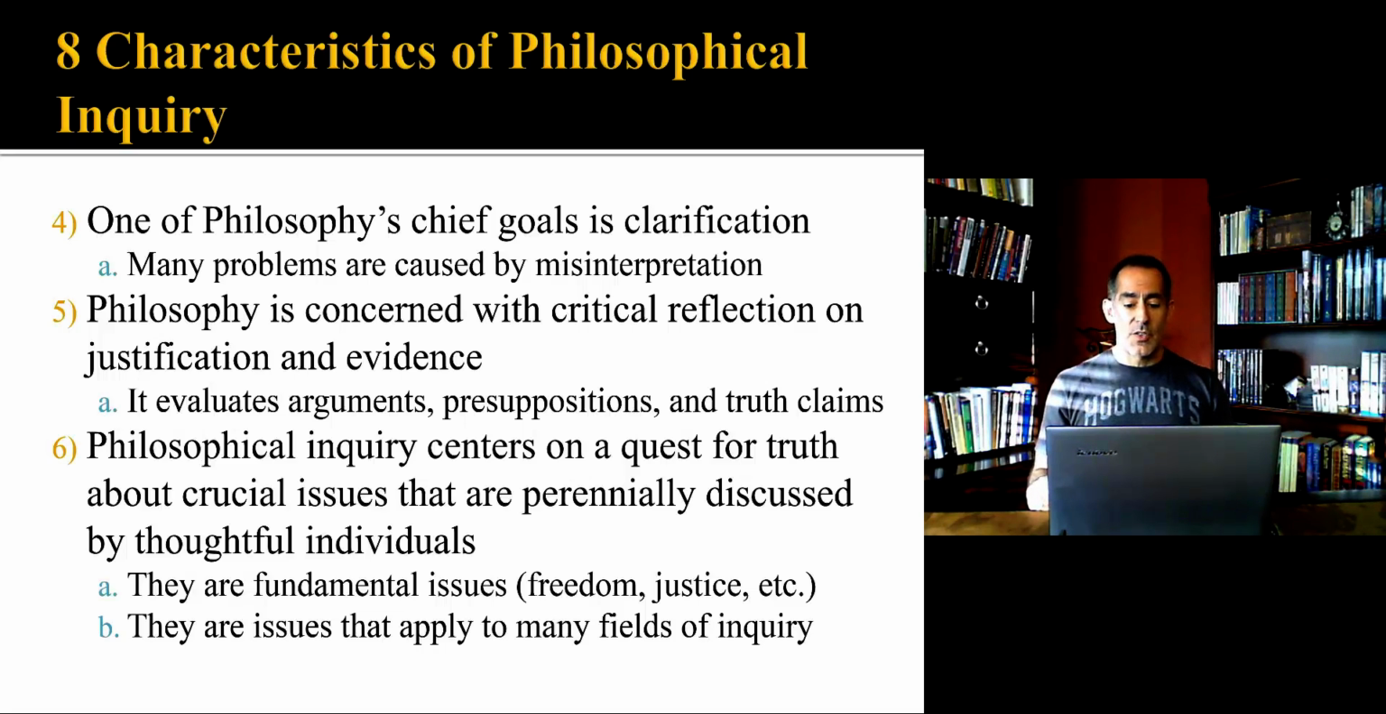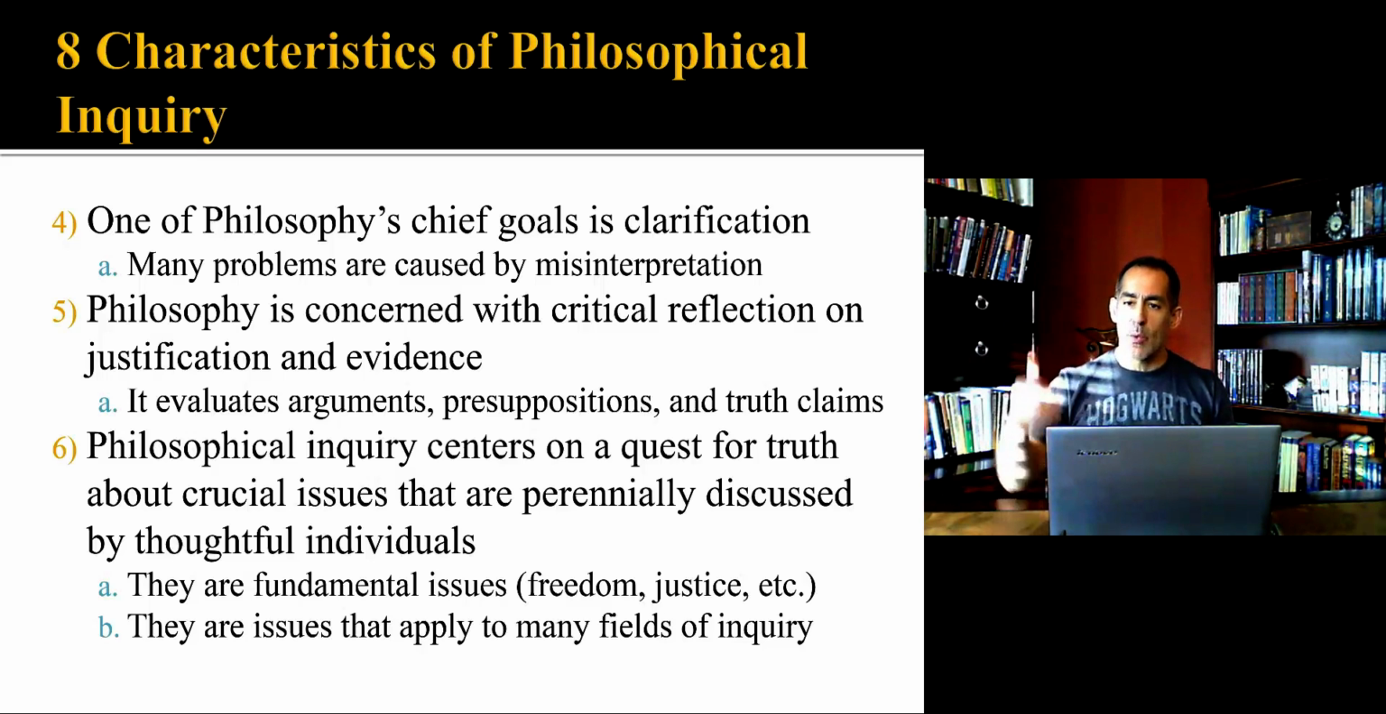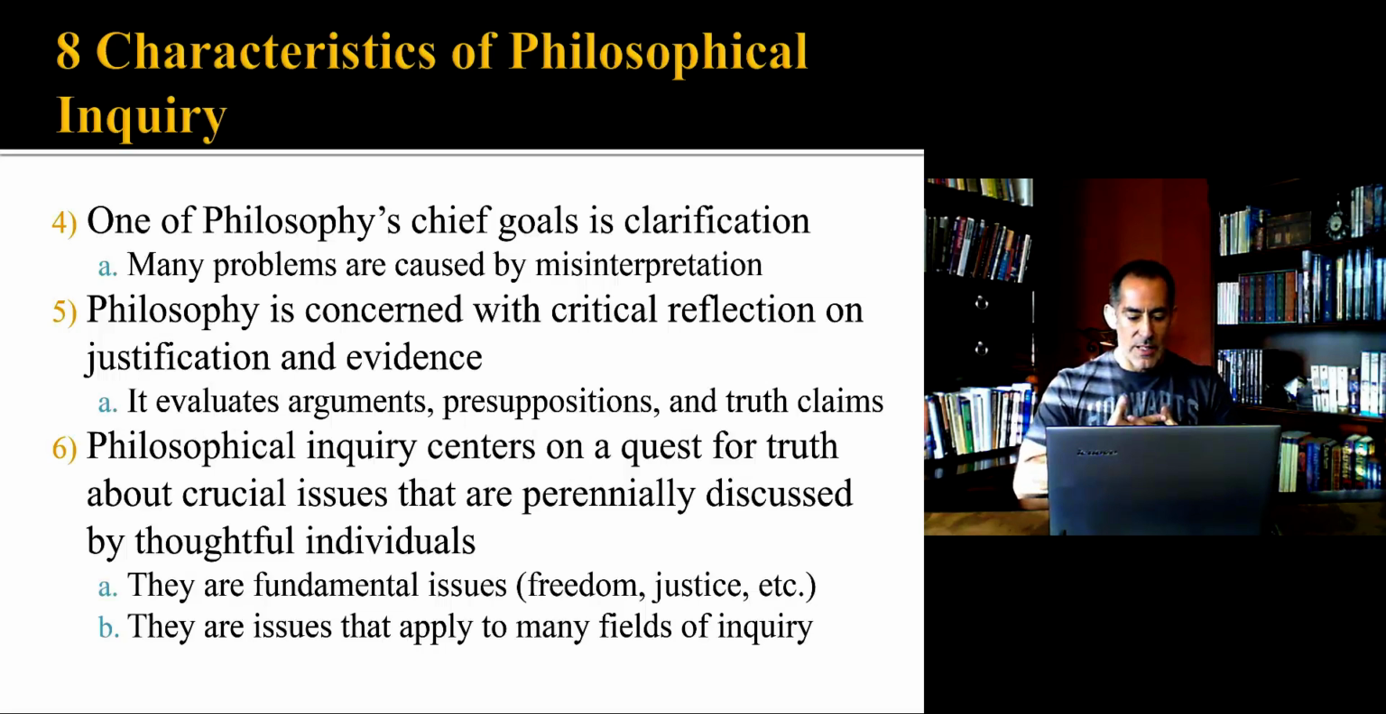Number five, philosophy is concerned with critical reflection on justification and evidence. Philosophy is done through argumentation. We have presumptions and presuppositions that we employ, and we want to be able to say what's true and what's not true in the course of our pursuit.